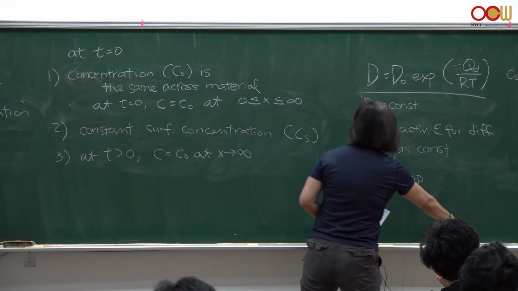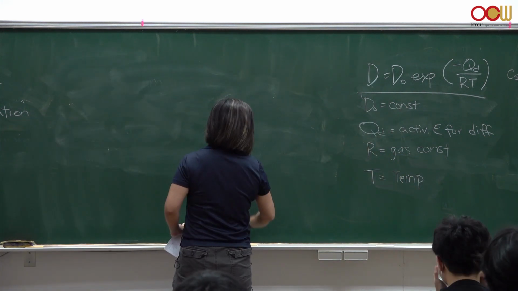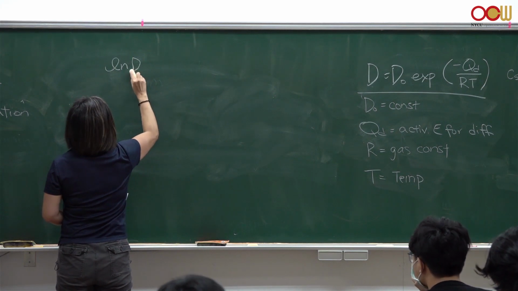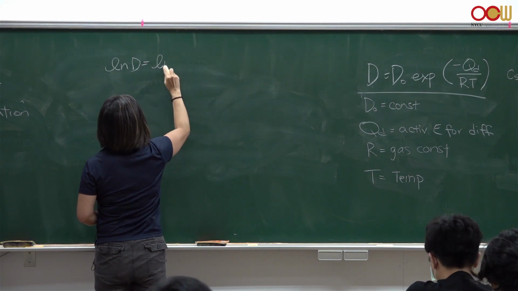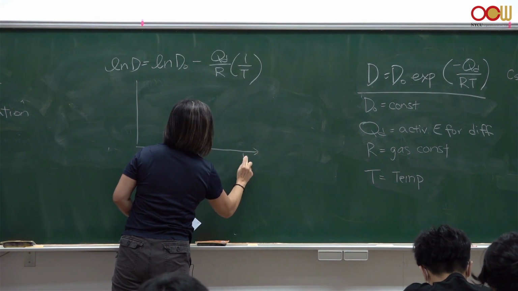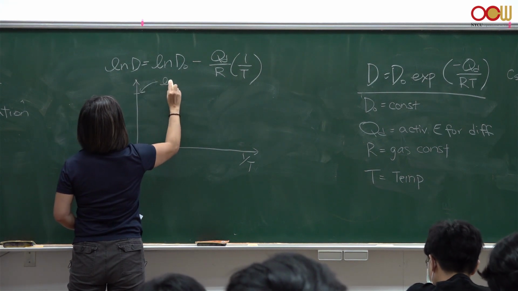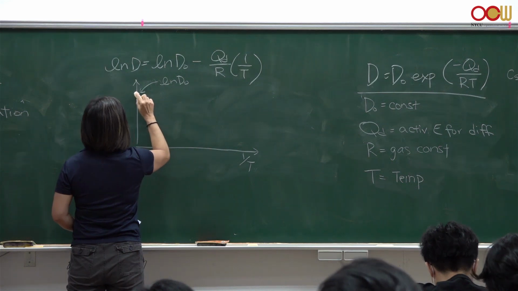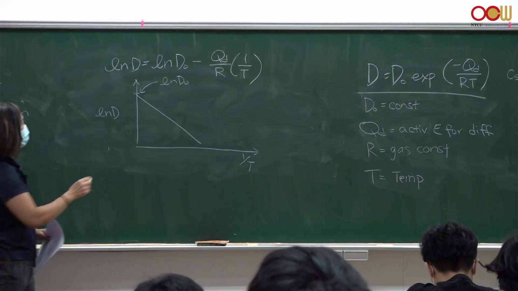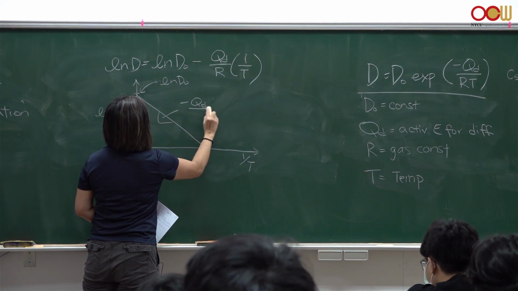And so, just like when we talked about vacancies, if you take the natural log of that equation, you get the equation of a line. And you plot this line. The y-intercept will be the natural log of D sub 0. You get a straight line with the slope, that's the negative Q_d over R.